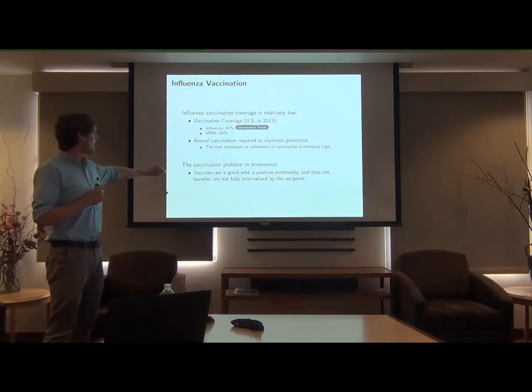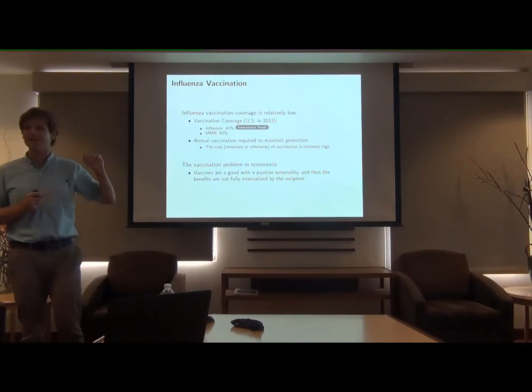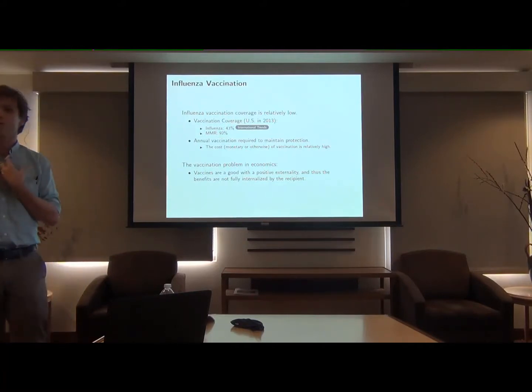So what's the problem? The vaccination problem? Well, it's the simple idea: vaccines are a good with a positive externality. Benefits are not fully internalized by the recipient of the vaccine, so the good is going to be underprovided relative to the social optimum.